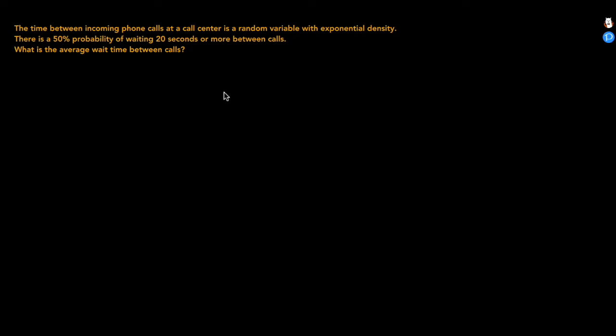Okay, so we're given that the time between incoming phone calls at our call center is a random variable with exponential density, and there's a 50% probability of waiting 20 seconds or more between calls. And we're asked to find the average wait time between calls. So what can we extract out of this?